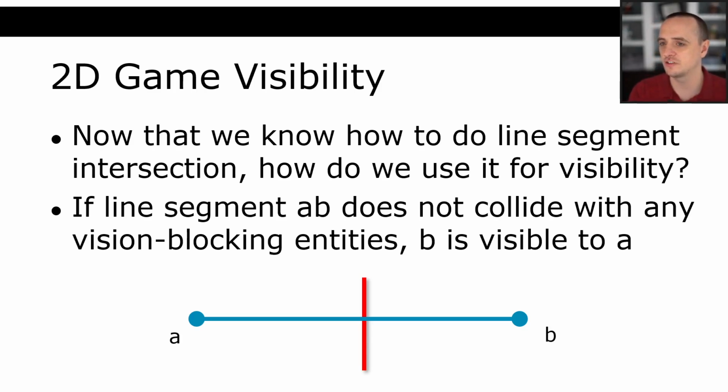Now we know how to intersect lines. How can we use this for game visibility, right? So now that we know how to do line segment intersection, how can we use it for visibility? If a line segment AB does not collide with any vision blocking entities, then B is visible to A. That's it, right? So you could have multiple entities blocking vision. You could have one entity blocking vision. You could have no entities blocking vision. Now you can figure that out.